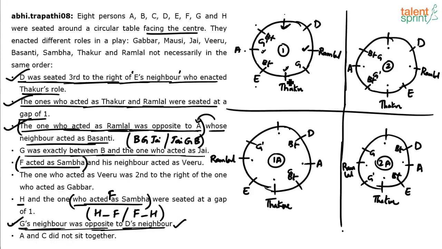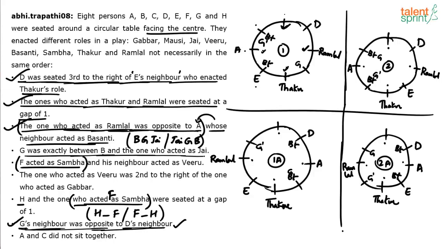Who is G's neighbor here? This person is opposite to D's neighbor. Or if you take G as this position, G's neighbor is A, who is opposite to D's neighbor. Similarly, you can verify that in the other cases as well. If this is G's position, who is G's neighbor here? Thakur. Thakur is opposite to D's neighbor. Or if you take G as this position, G's neighbor here is Ramlal. Ramlal is opposite to D's neighbor. That's the point. So we have got two possible positions for G.